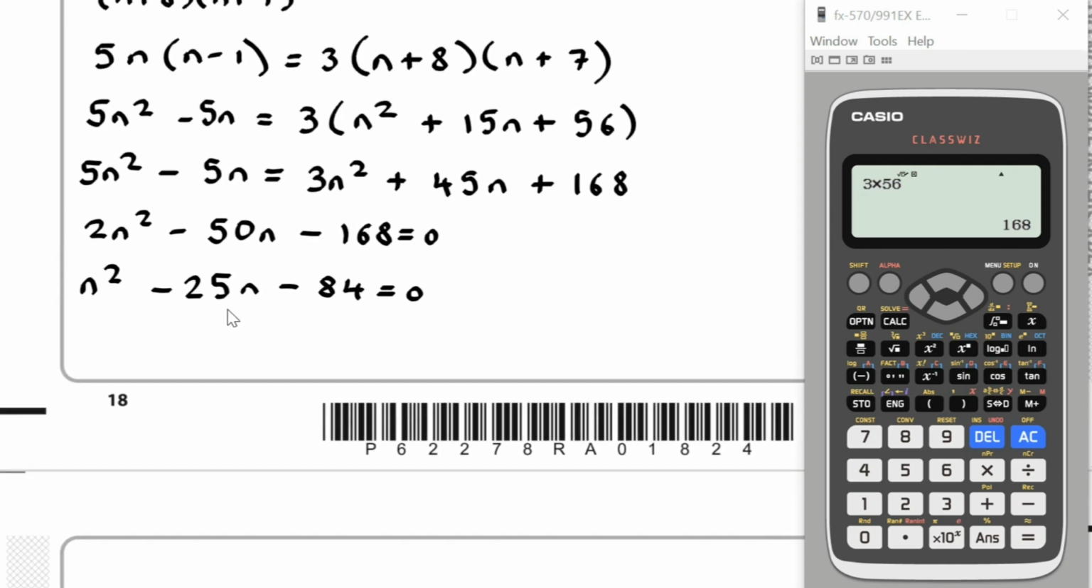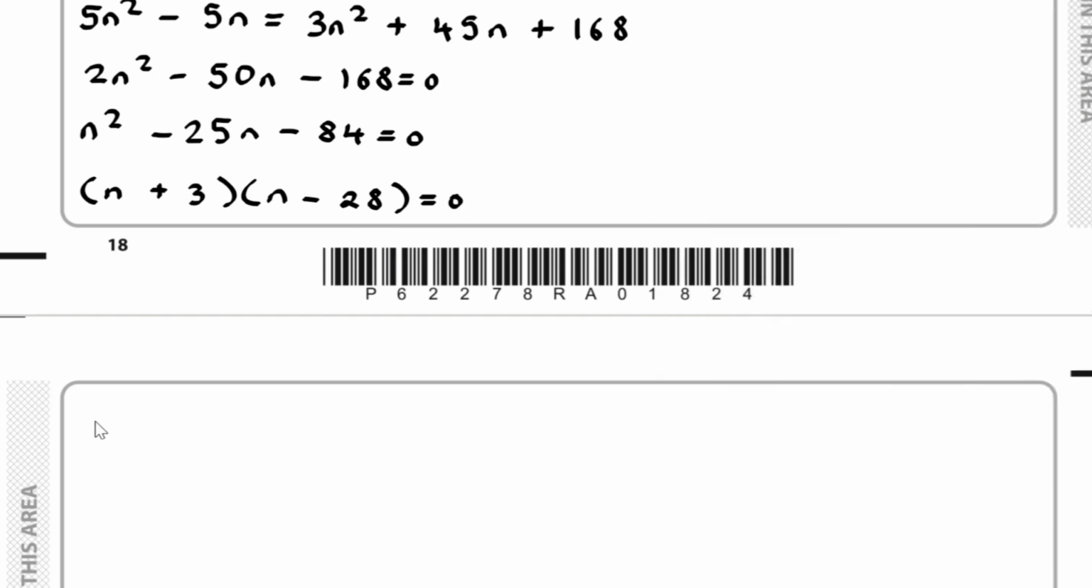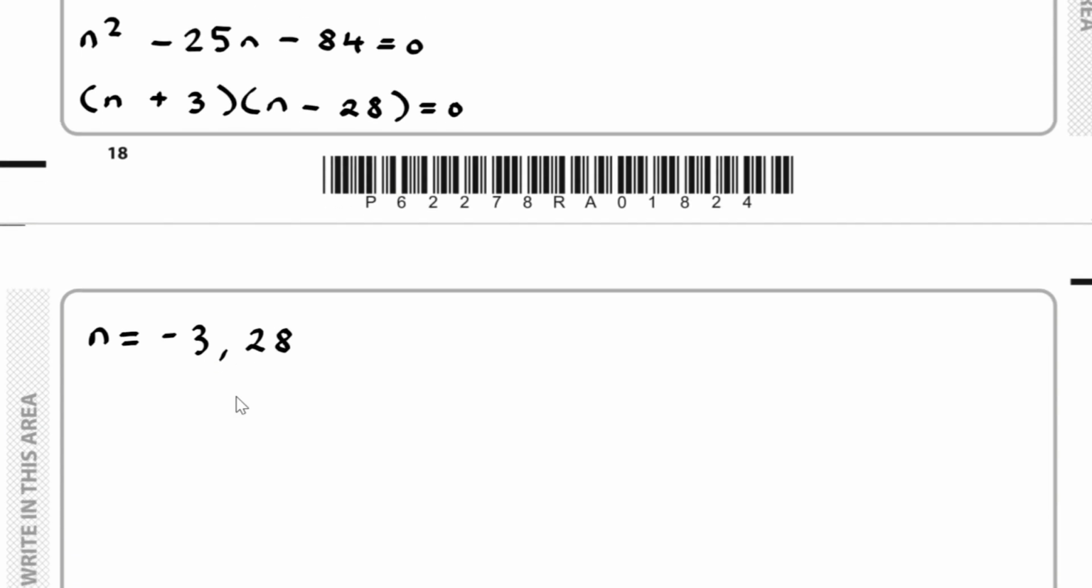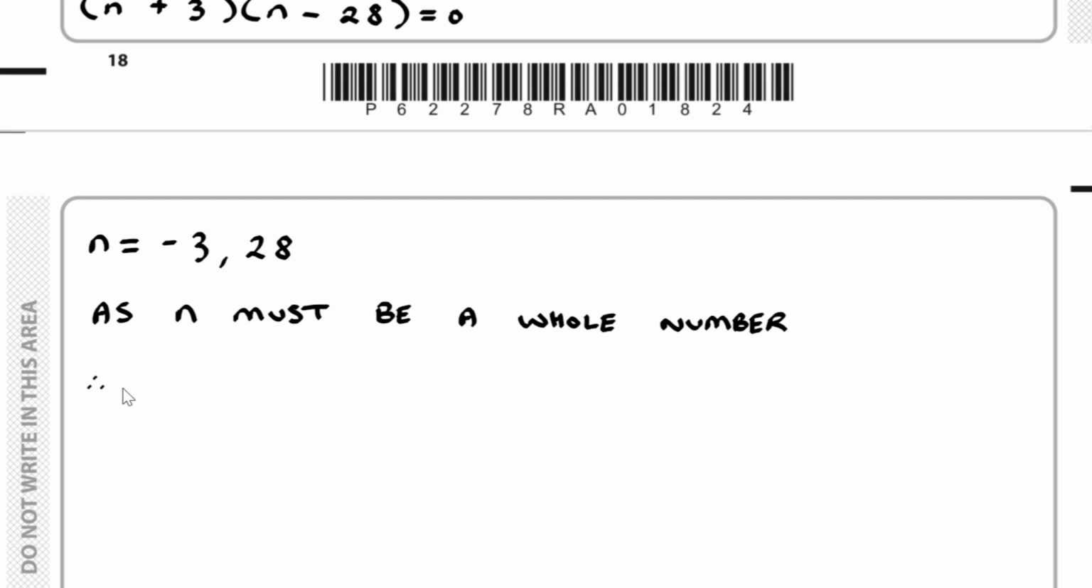and attempting to factorize, we have n plus 3 multiplied by n minus 28 equals 0, and so n equals minus 3 or 28, and as n must be a whole number, we can conclude that we have n equals 28 only. So how many red sweets do we have? 28.